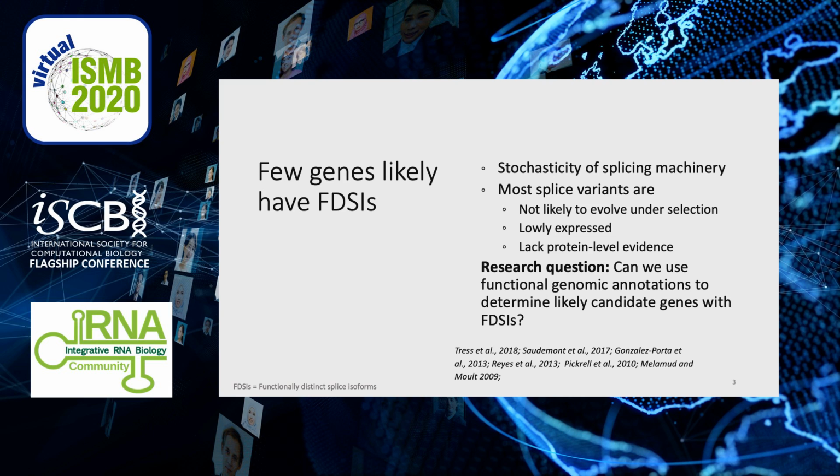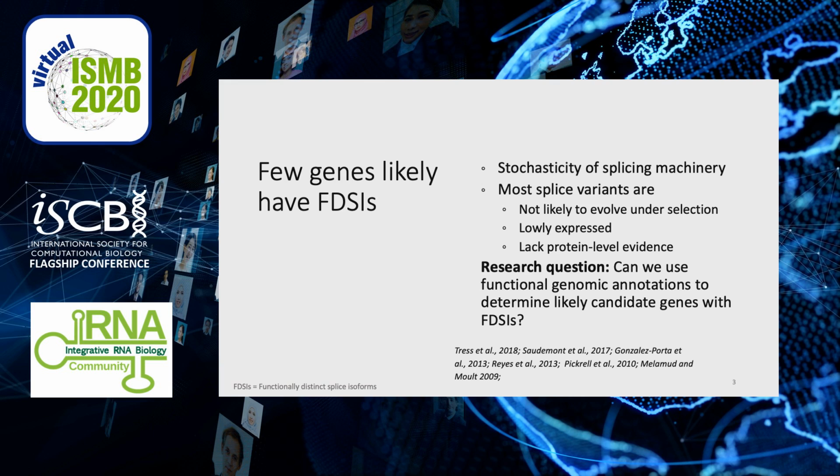Now, given that most splice variants are not likely to evolve under selection, given that most splice variants are lowly expressed, and given that most splice variants lack protein-level evidence, many members of the field have concluded that it is unlikely that most splice variants are functional, and thus it is unlikely that many genes have functionally distinct splice isoforms. However, some genes must have FDSIs, no matter how few.